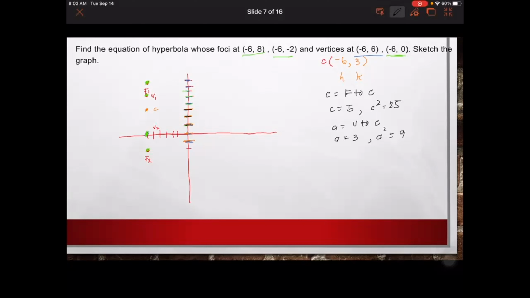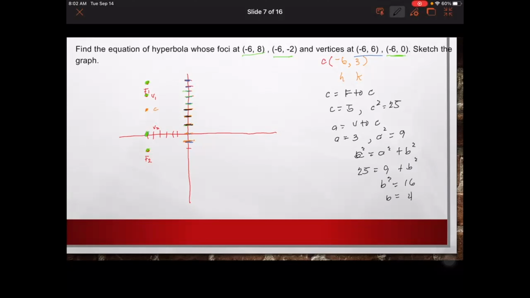Then, kuha tayo ngayon ng value ng B, which is B squared. C squared is equal to A squared plus B squared. So, this is 25 is equal to 9 plus B squared. Parang kanina lang. So, to make it short, the value of your B squared is equal to 16 and the B is equal to positive or negative 4.